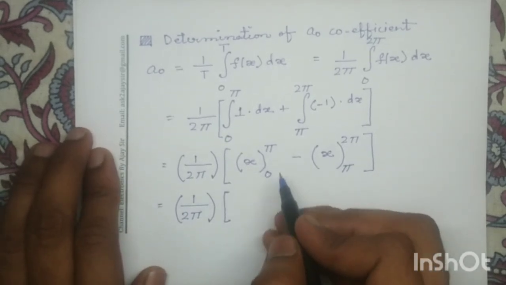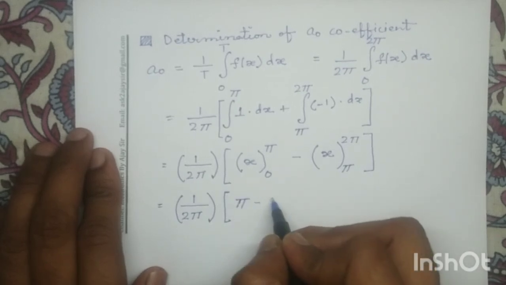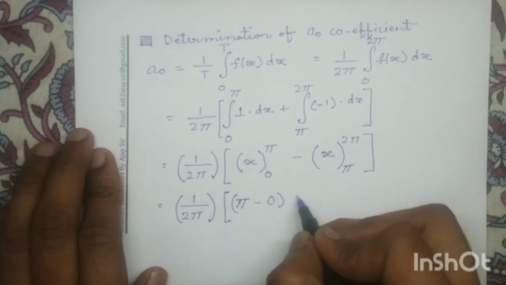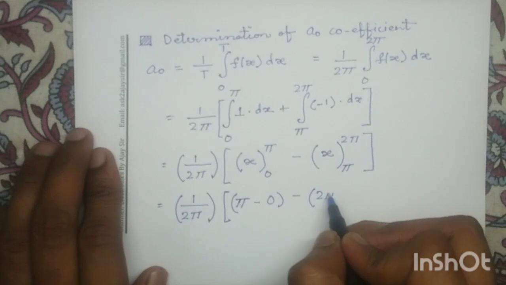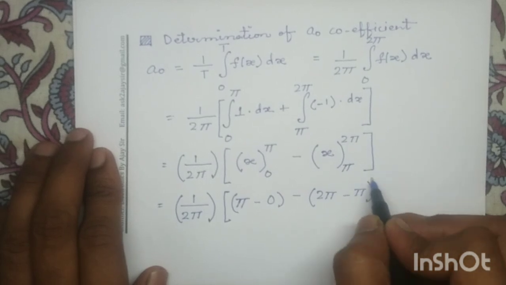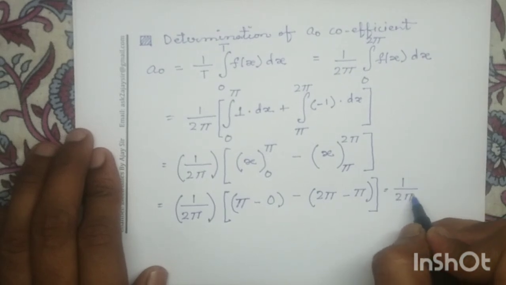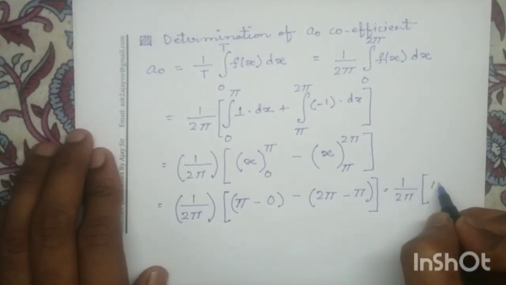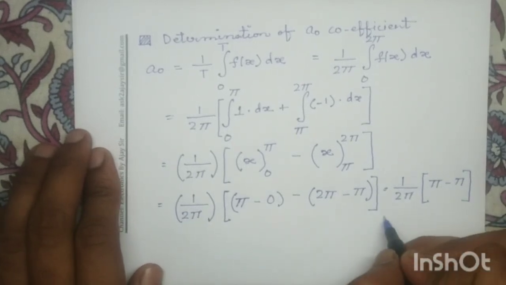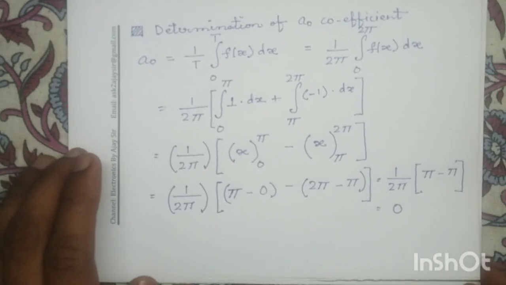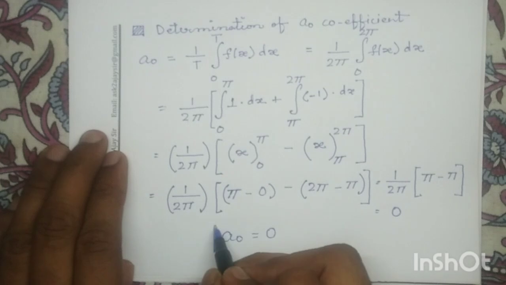X varies from 0 to pi. So first we will substitute the upper limit, that is pi. Then we will substitute the lower limit, that is pi minus 0. Next, here also we will substitute the limit. So it becomes 2 pi minus pi. On further simplification, it becomes 1 by 2 pi multiplied by pi minus pi, which is equal to 0. So we have determined our first coefficient a0, it is equal to 0.